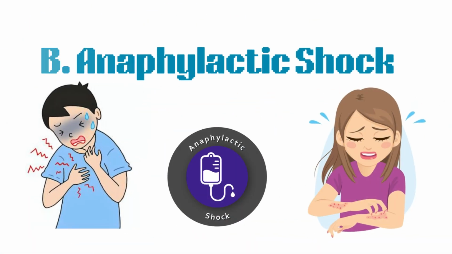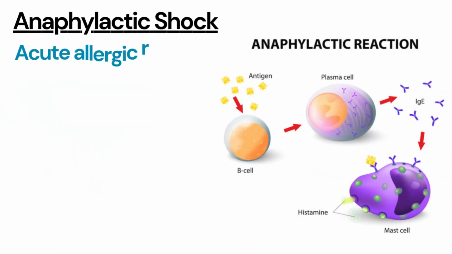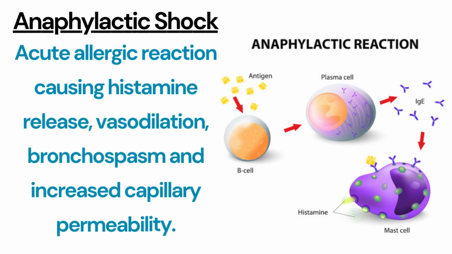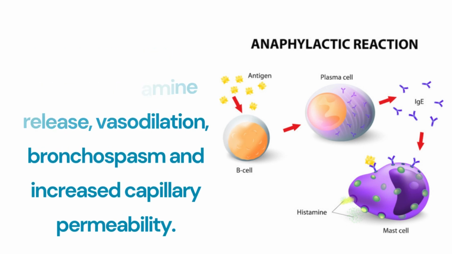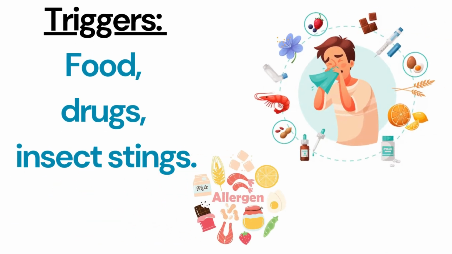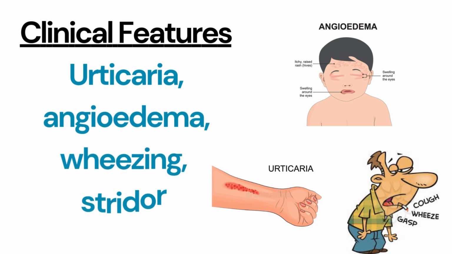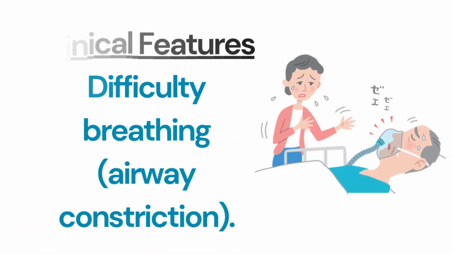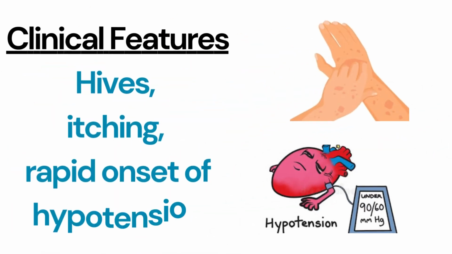B. Anaphylactic shock. An acute allergic reaction causing histamine release, vasodilation, bronchospasm, and increased capillary permeability. Triggers include food, drugs, and insect stings. Clinical features. Urticaria. Angioedema. Wheezing and stridor. Swelling of the face, lips, and tongue. Difficulty breathing due to airway constriction. Hives, itching, and rapid onset of hypotension.